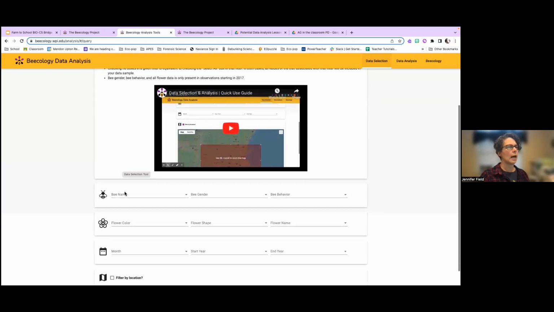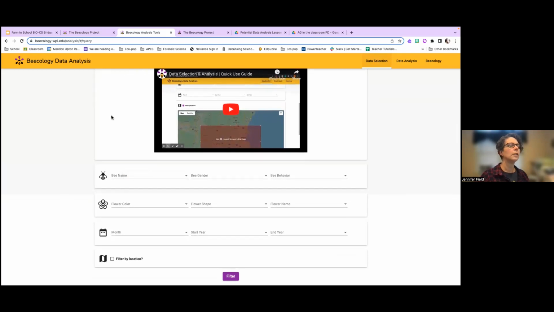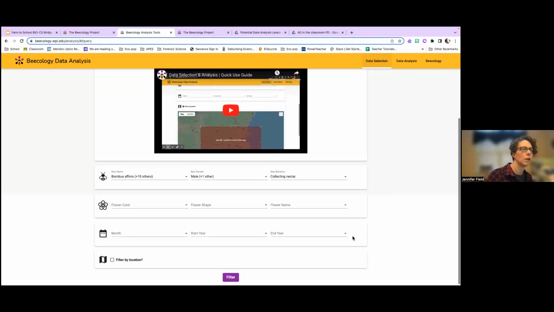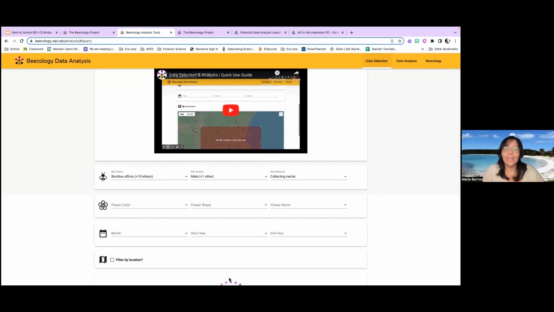But you can see that there's many different categories. You can search by bee type, by bee gender, bee behavior. You could search by flowers or flower shape. So if we select all the bees and both genders of bees that are simply collecting nectar, we should be able to go. Oh, Filter. Yeah, it was hiding behind my little black zoom bar.